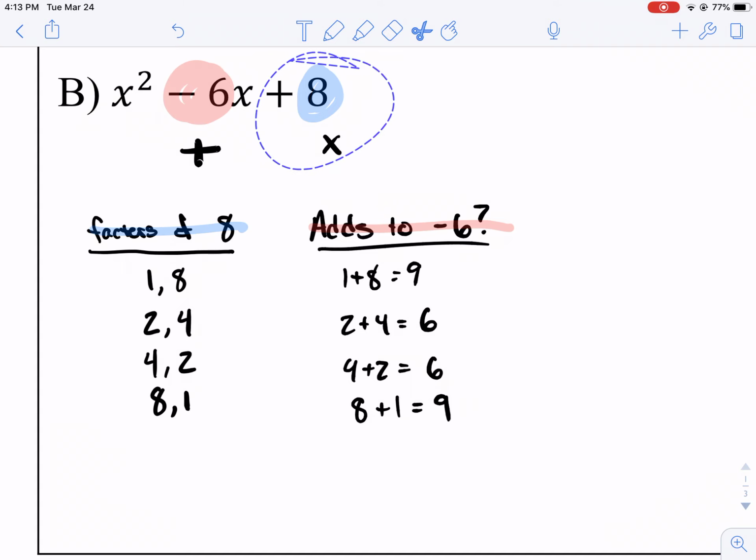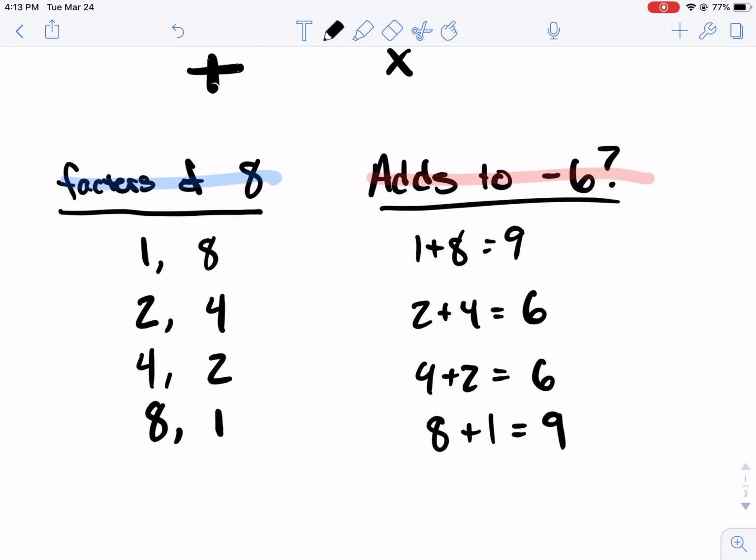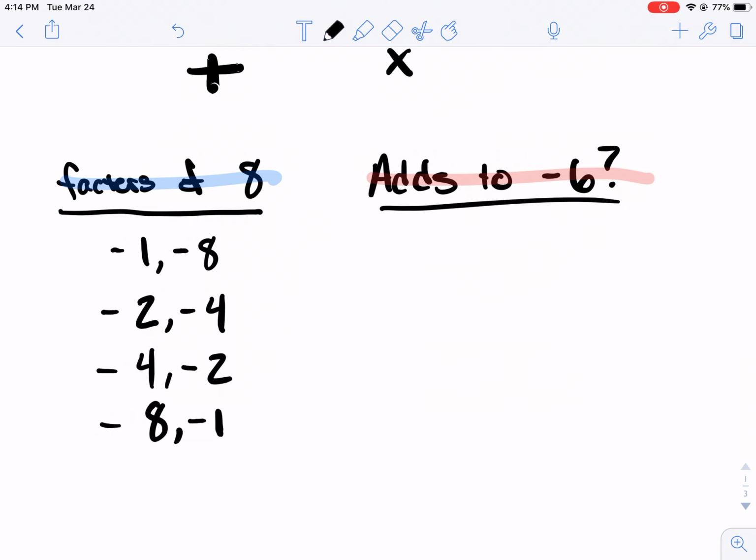Yes, 1 times 8 is 8, but you know what else, guys? What else, Miss Van Dyke, you're asking? -1 times -8 equals 8. -2 times -4 equals a positive 8. -4 times -2 and -8 times -1, those are all equal to a positive 8. So we need to try that again.